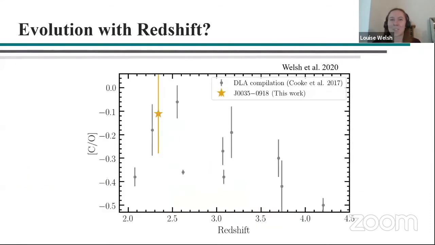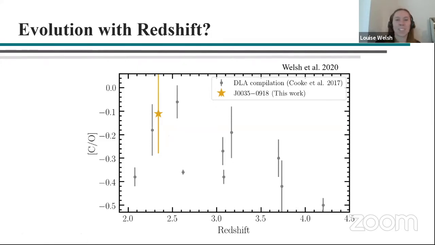And so another tentative suggestion that this might be happening is that there's this tentative trend of increasing carbon to oxygen ratios as a function of redshift, which is something that you might expect if you were seeing a delayed onset in the enrichment from low mass and intermediate mass stars following the epoch of reionization. And something that we'd love to do is pin down this measurement further with some higher signal to noise data.